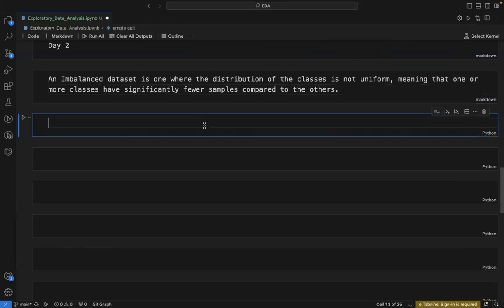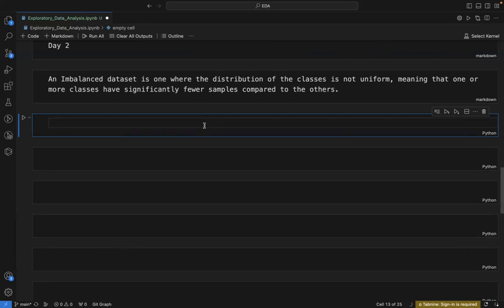Let me give you one more example. Suppose you are working on a credit card fraud detection task. The vast majority of the credit card transactions are legitimate, that is, they are legal. I am talking about non-fraudulent transactions. But a very small percentage might be fraudulent.